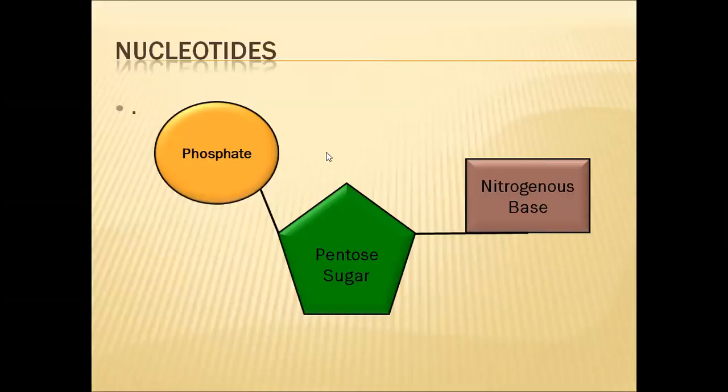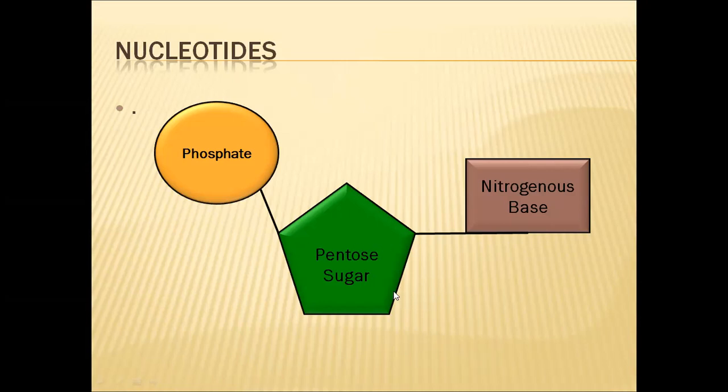Now let us see how the nucleotide is formed. This green thing is the pentose sugar. On the pentose sugar, this is the first carbon. The pentose sugar is attached to the nitrogenous base on its first carbon. So in each nucleotide, the nitrogenous base will always be attached to the first carbon of the pentose sugar, be it ribose or deoxyribose, whatever it is.